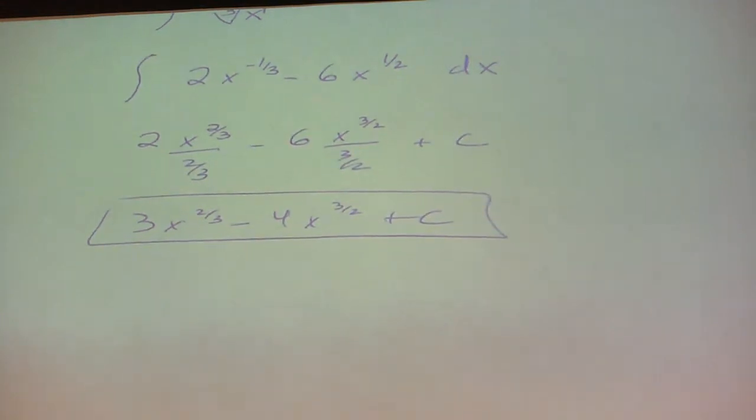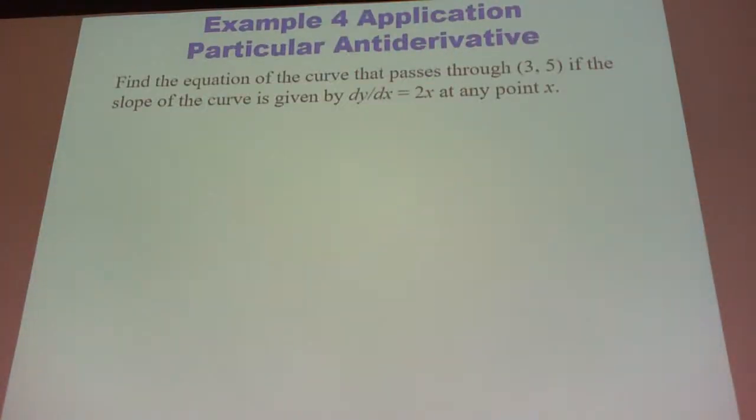So the question is, how do I ever find out what C is? And the answer is, we can get that if more information is given. Okay? So here's our first word problem, application 4. This one I'm not a huge fan of, but it's good to get us started. Find the equation of a curve that passes through 3, 5 if the slope of the curve is given by dy over dx, 2x at any point. So bottom line, I'm given the derivative, 2x, and I want to work backwards to find the original function.